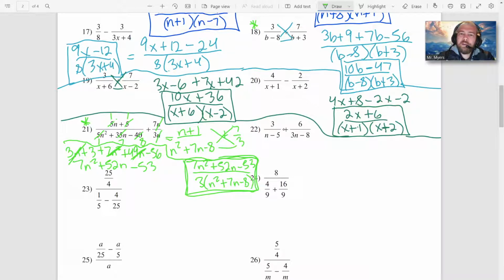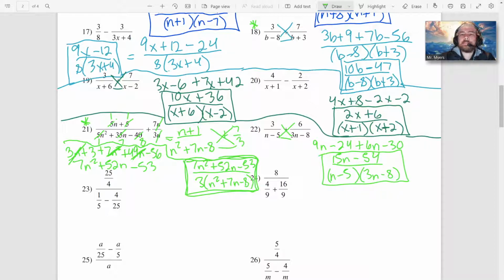All right, so 22. Crisscross applesauce. We have 9n minus 24 plus 6n minus 30. 9 and 6 make 15, minus 54. Both of those you can take out a 3, but it's not going to help because on the bottom we have n minus 5 and 3n minus 8. And that's it for that one.